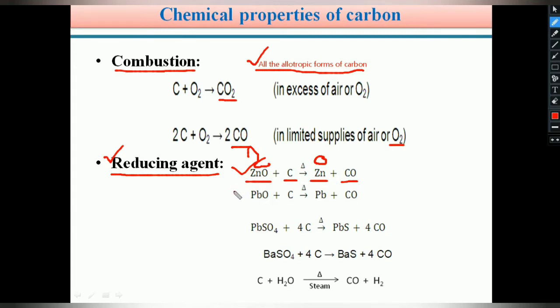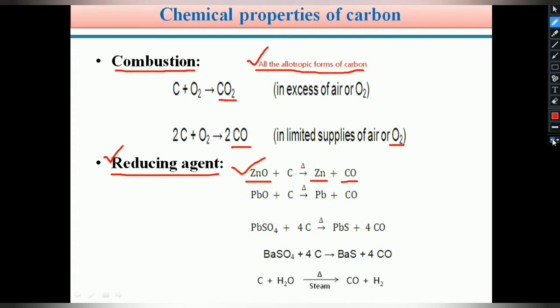One more example for a reducing agent is this reaction. If you treat lead oxide, PbO, with carbon, it reduces lead oxide into the corresponding metal lead, and it forms carbon monoxide. Here lead oxide is reduced into lead. The oxidation state of lead is +2, and after reduction it forms zero-state lead. In this manner, carbon reduces metal oxides into the corresponding metals.